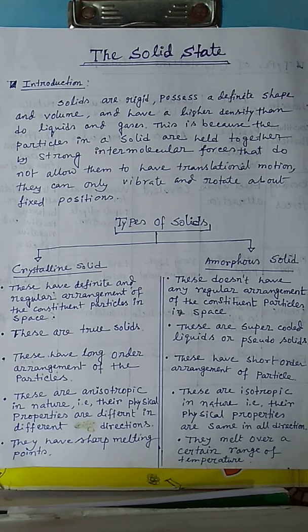The next point, crystalline solids are anisotropic in nature. That is, their physical properties like refractive index and electrical conductivity are different in different directions, while amorphous solids are isotropic in nature. That is, their physical properties like refractive index, thermal and electrical conductivity are the same in all directions. Then the last point, crystalline solids have a sharp melting point, while amorphous solids melt over a range of temperature.